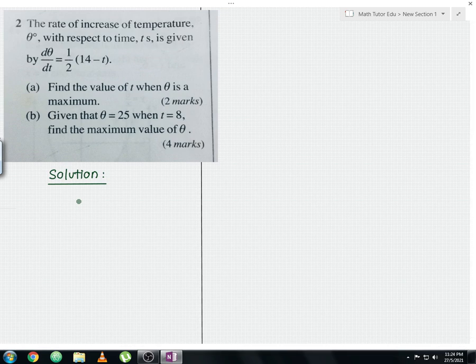Now I'll be discussing Form 5 Additional Mathematics, Chapter 3 Integration, Long Question Example 1.